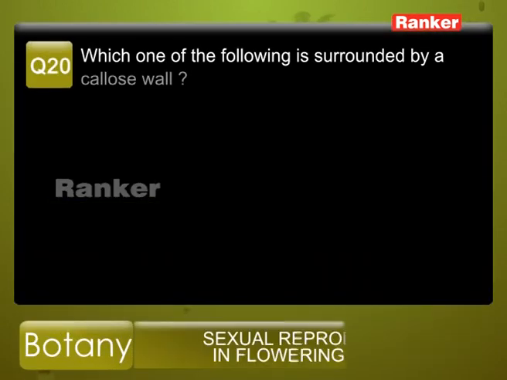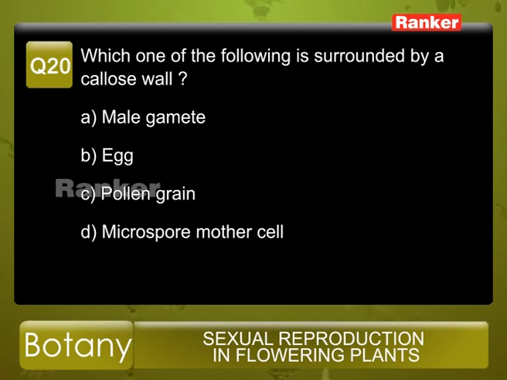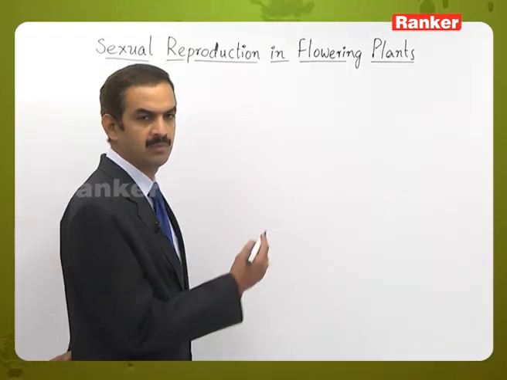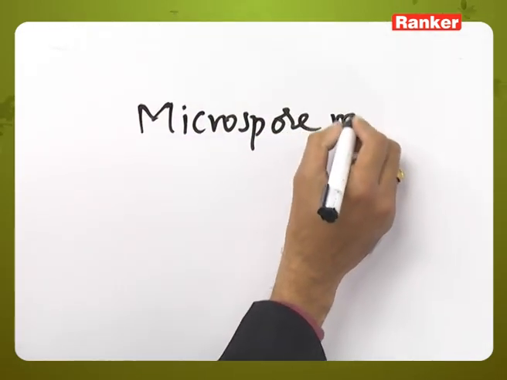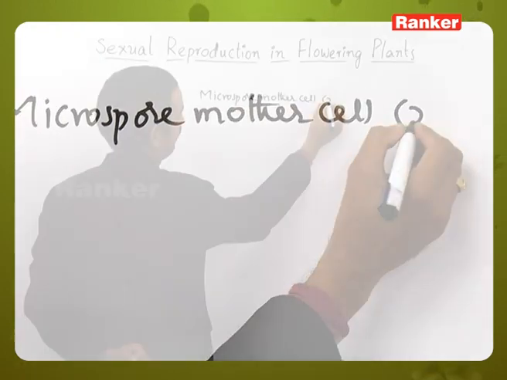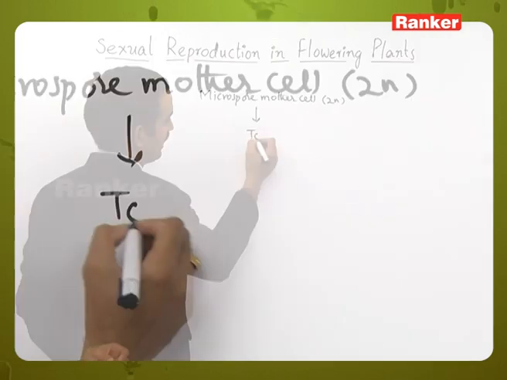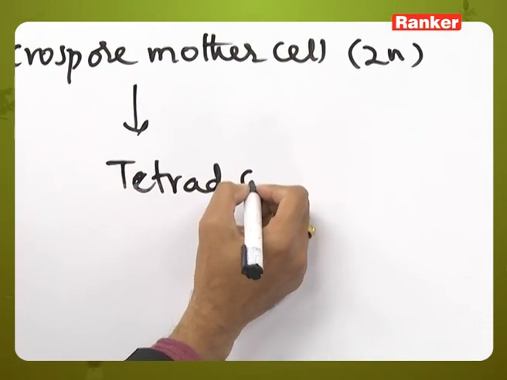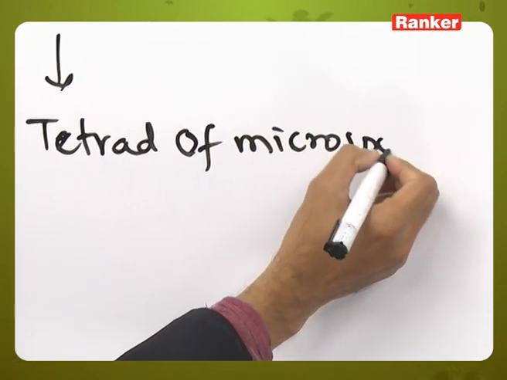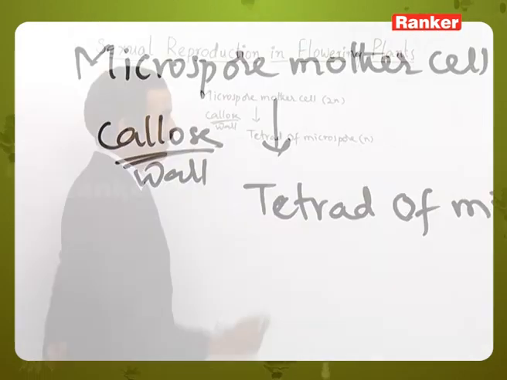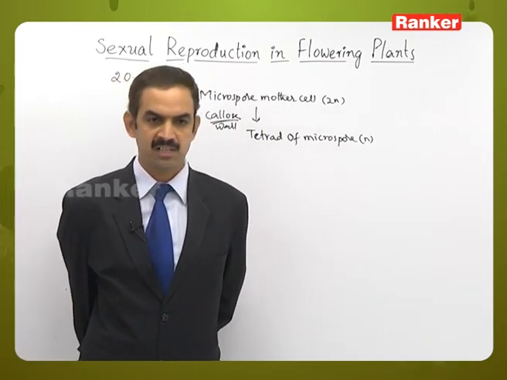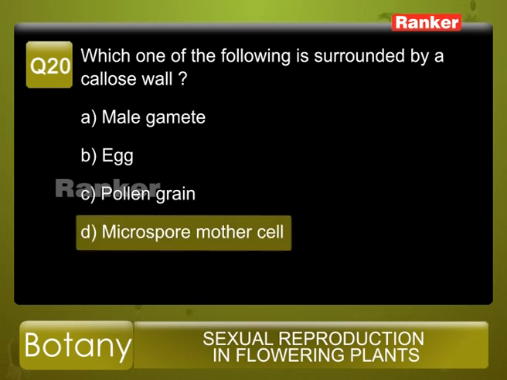Question number 20. Which of the following is surrounded by a callose wall? The given options are A, male gamete, B, egg, C, pollen grain, and D, microspore mother cell. So here, when microspore mother cell is divided, it is converted into tetrad. In that process, all the four cells of the microspore remain intact with each other. That is because of the callose. The callose is the one which makes all the microspores retain as intact cells. So from the given options, option D is the correct answer.